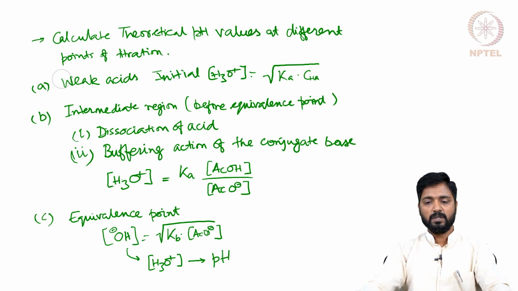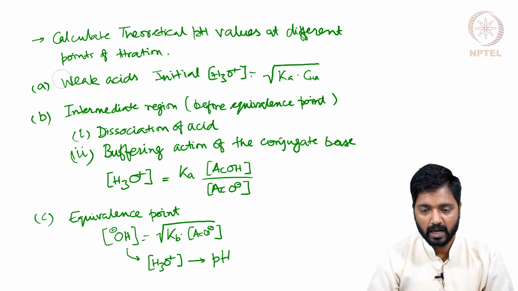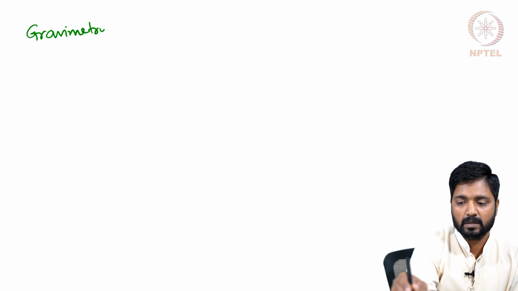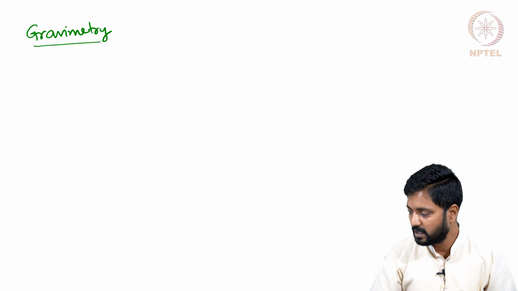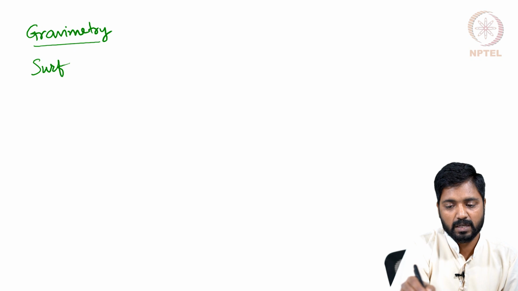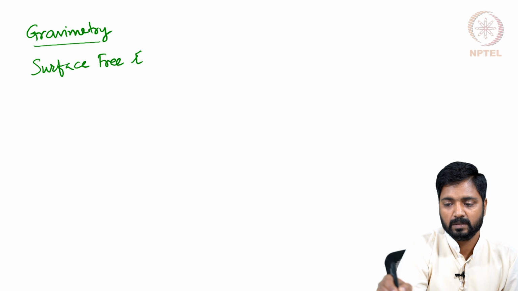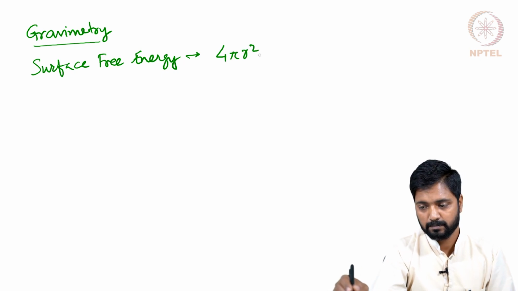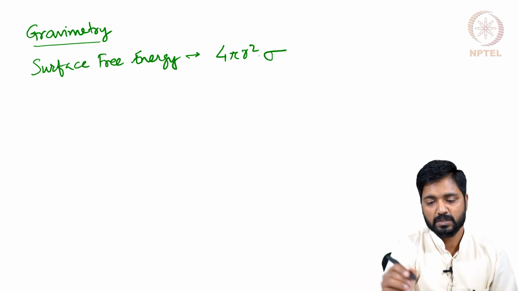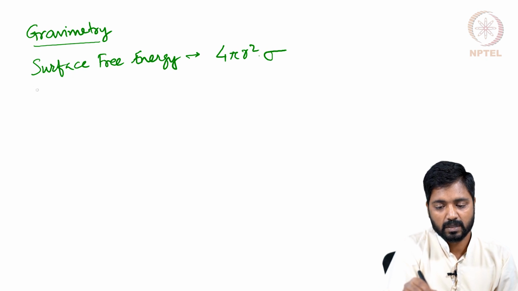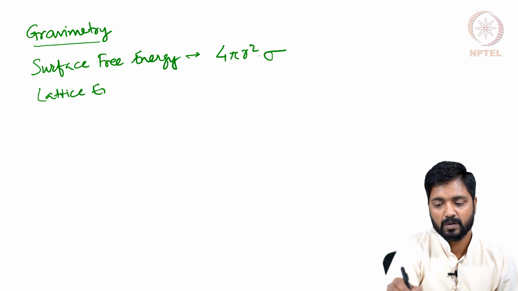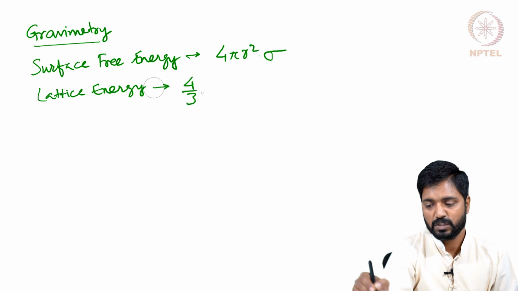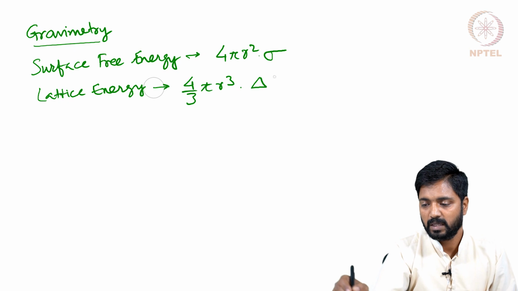So all these things we undertook in our week 8, and in addition to that, the concepts related to gravimetry were also discussed. Basically, we talked in terms of the surface free energy of a particle that was being formed, and this was given in terms of the surface area of the particle into the surface free energy value. And similarly, we have the lattice energy of the particle, which has a volume contribution. So for a spherical particle, this would turn out to be something like this.